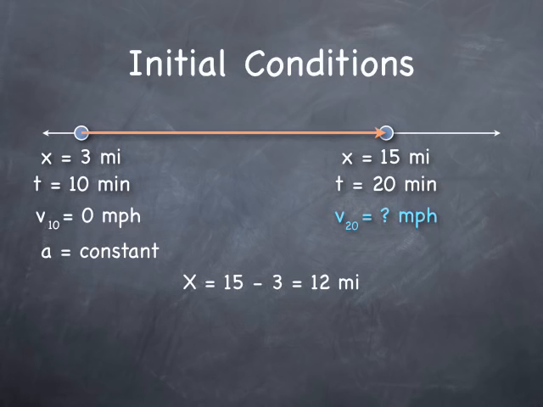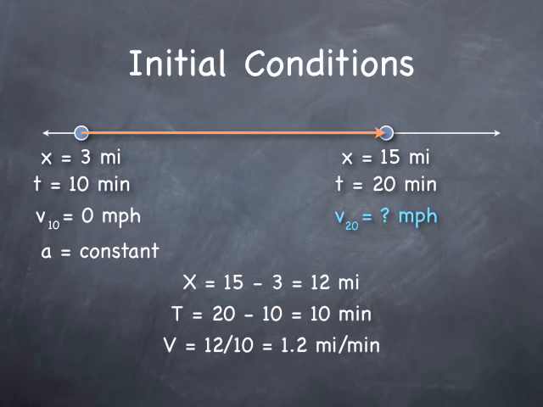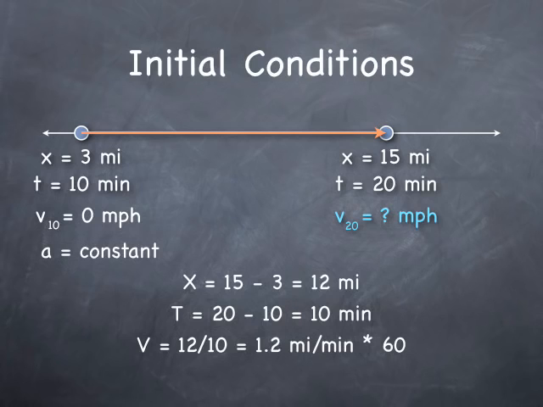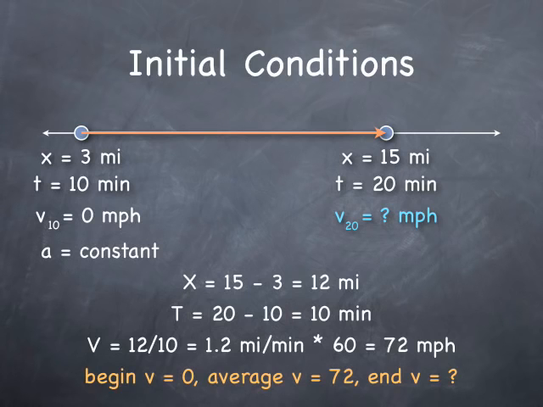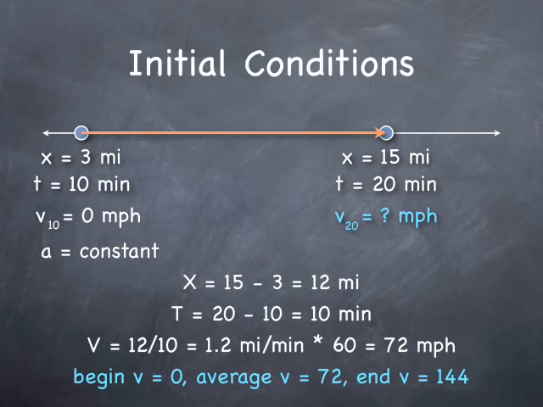One thing we know is that the total distance we have gone is 15 minus 3, which is 12 miles. The total time we spent is 20 minus 10, which is 10 minutes. And the average velocity of our entire trip is 12 divided by 10, or 1.2 miles per minute. Multiply that by 60, and we get 72 miles per hour. Now, if we know the beginning velocity, 0, and we know the average velocity, 72, can we find the end velocity? Yes, we can. The end velocity must be 144 miles per hour, because 144 and 0 average out to be 72.